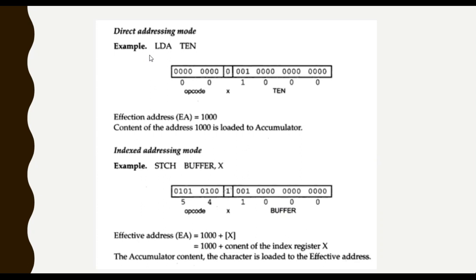This is an example. The first example is for direct addressing mode: LDA 10. LDA is a load operation, load accumulator, and 10 is a memory location. This is the instruction format: opcode 8 bits, 1 bit for X, and the remaining 15 bits for the address.